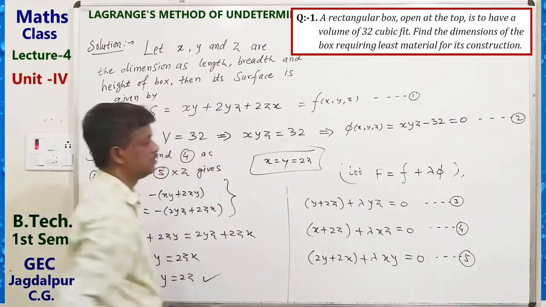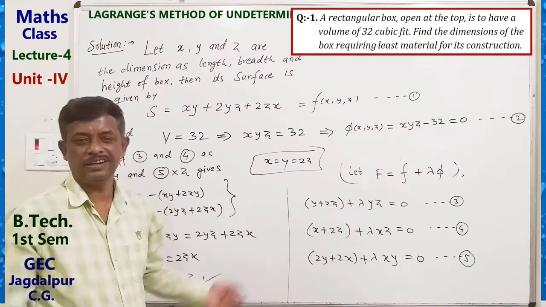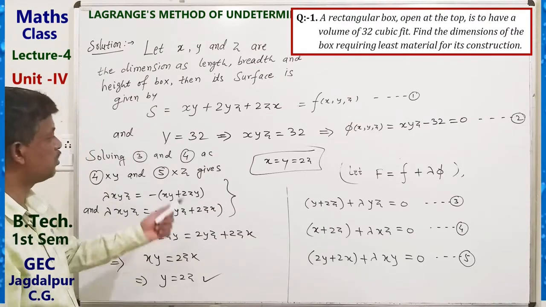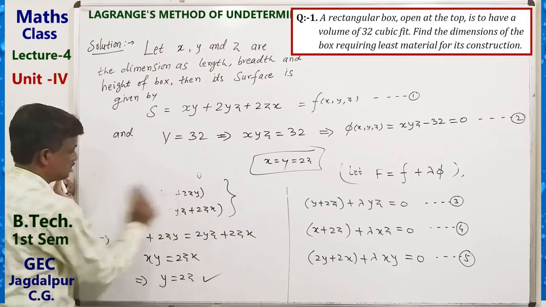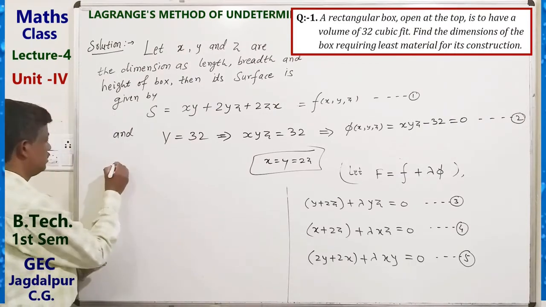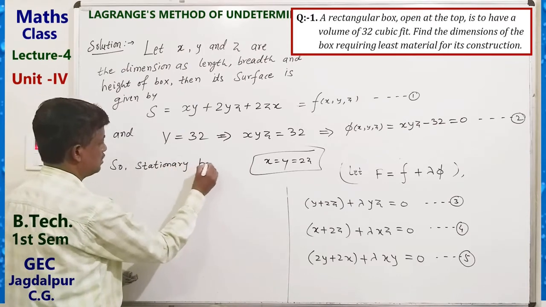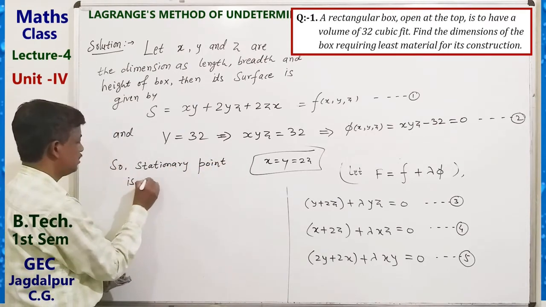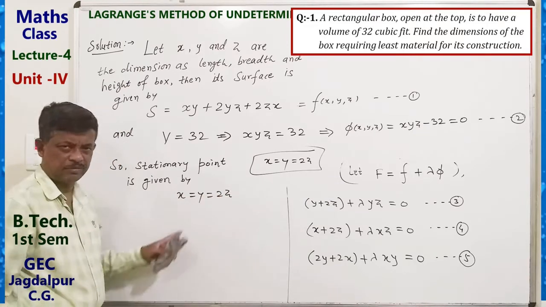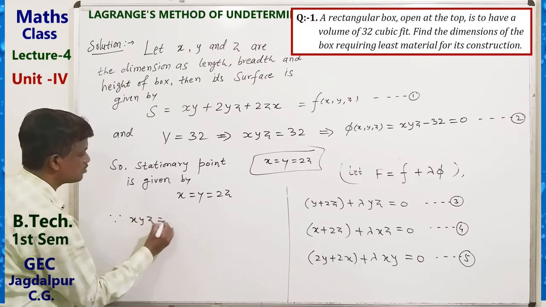So this is our value: x equal to y equal to 2z. Now we can find the value where the function is either maximum or minimum. Thus stationary points are given by x equals y equals 2z, and it can be used here, since xyz equals 32.